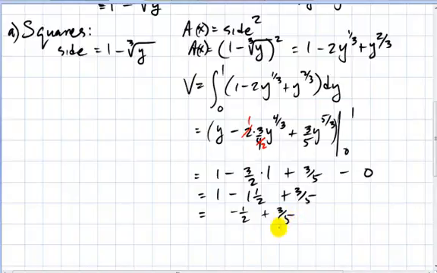Let me see. So let's go to tenths here, and that's going to be equal to negative 5/10 plus 6/10. That's 1/10. Okay, so we have 1/10 cubic units. All right, 1/10 cubic units, and there's my volume.